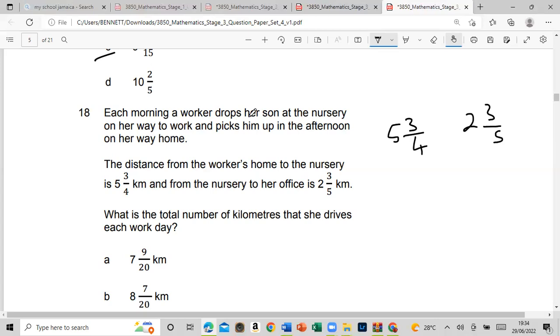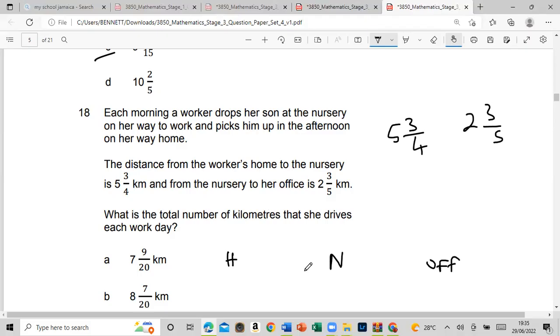So this is each morning a worker drops her son at the nursery, from home to the nursery, on her way to work, and picks him up in the afternoon on her way home. The distance from the worker's home to the nursery is 5 3/4 kilometers, and the nursery to her office is 2 3/5. What is the total number of kilometers she drives each work day? All right, let's put it physically. So this is home, nursery, and office.